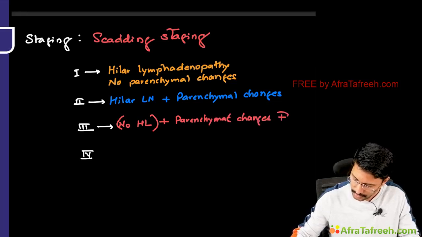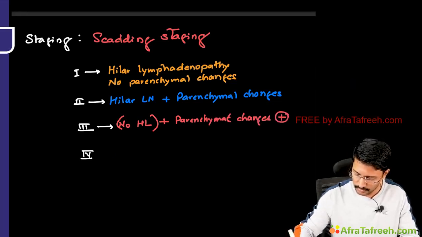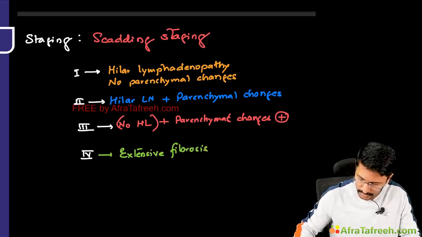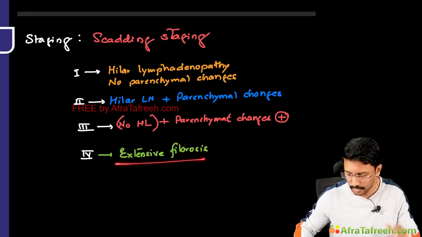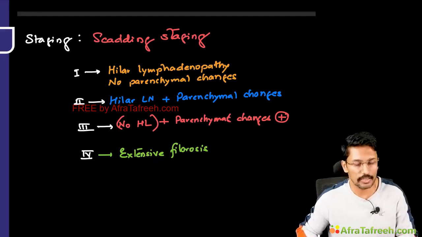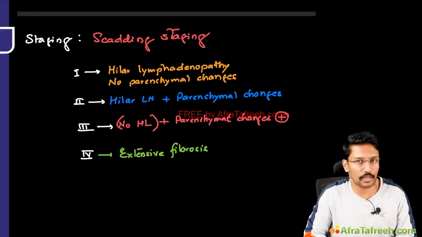That is stage 3. Stage 4 is where you have extensive fibrosis. Basically, this is a stage where patients can be clearly identified on chest X-ray as a case of interstitial lung disease. These are the Scadding stages of pulmonary sarcoidosis.